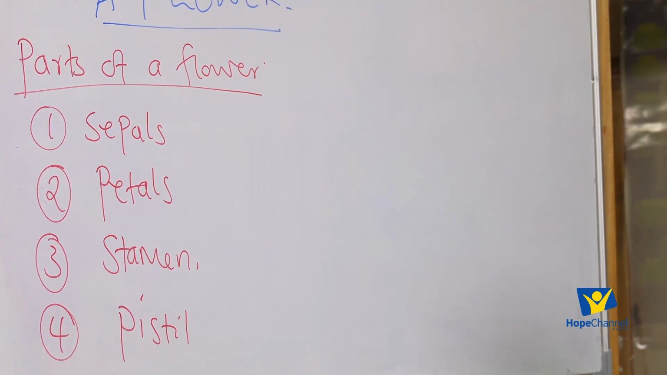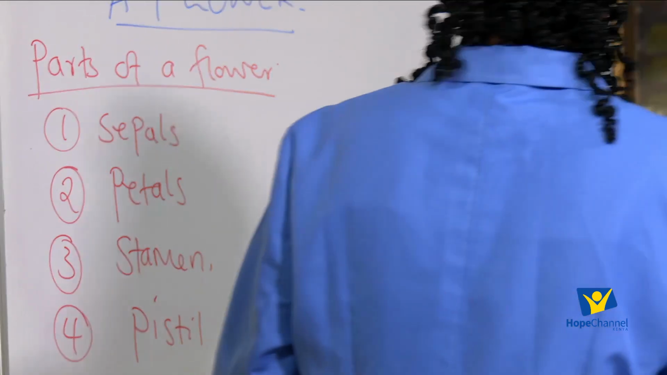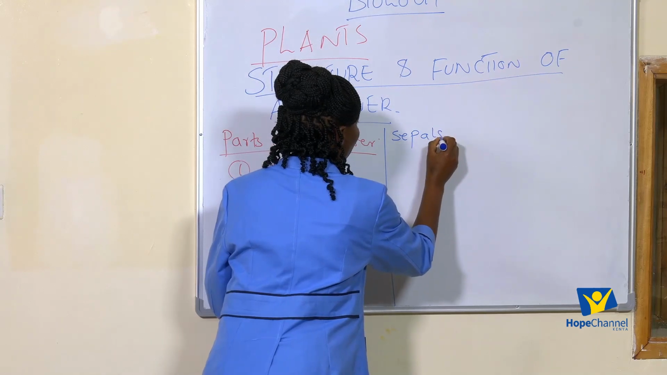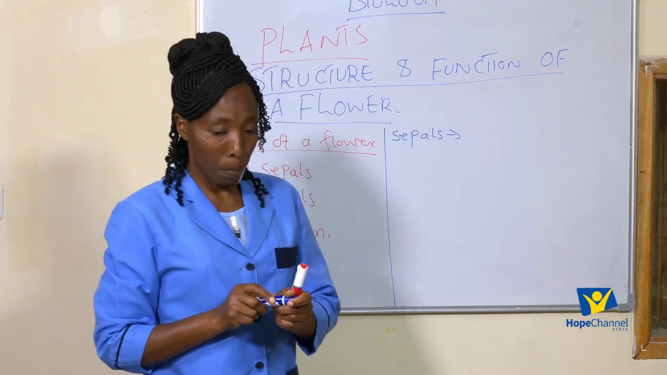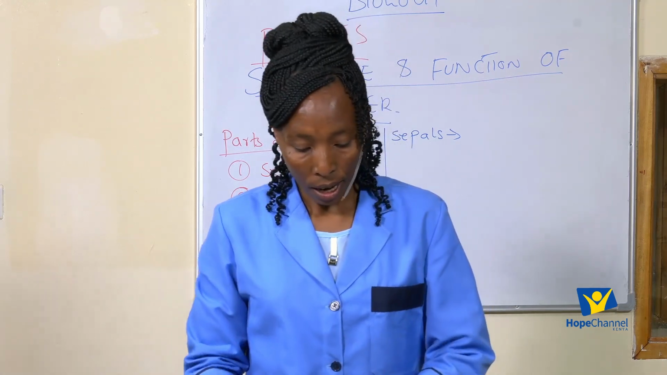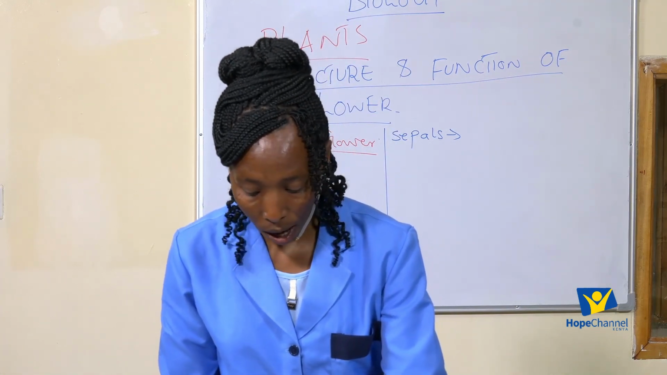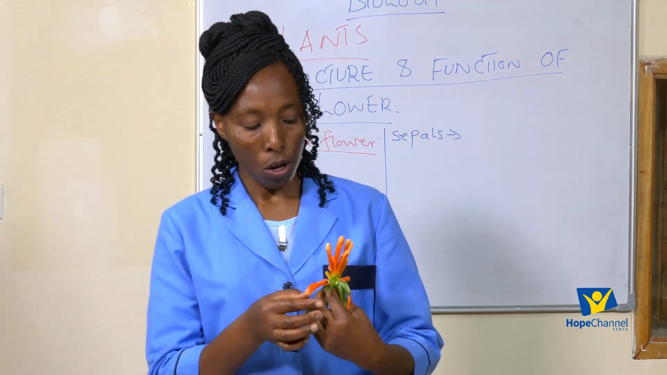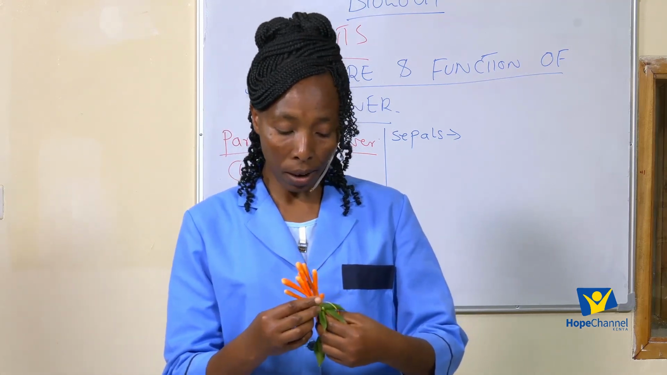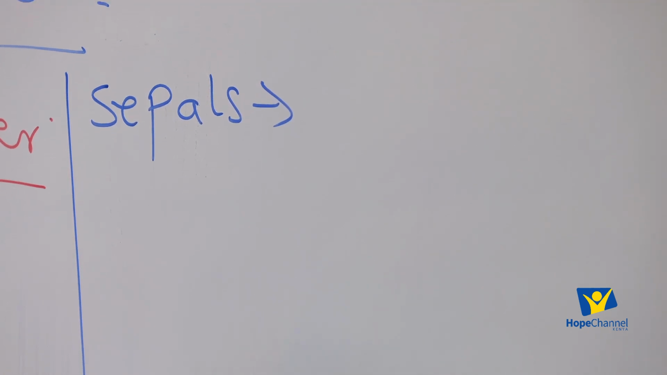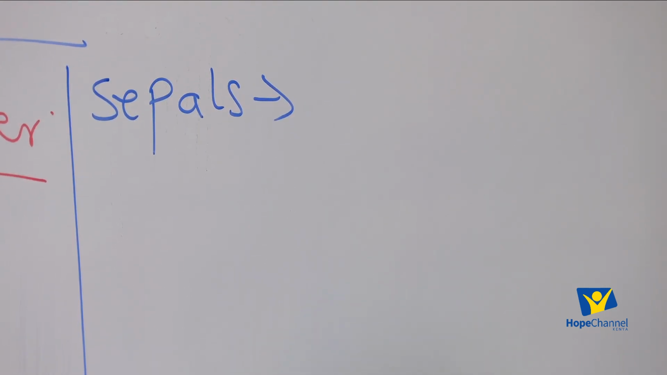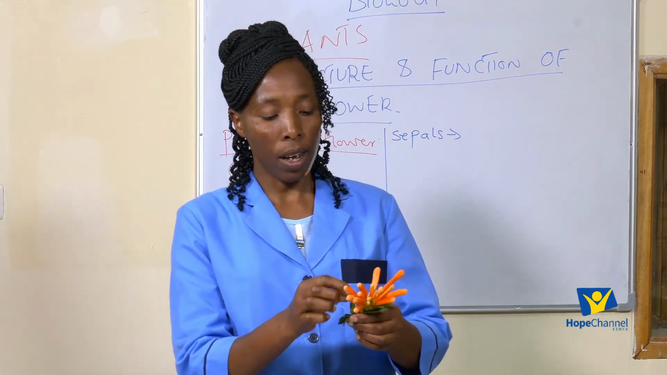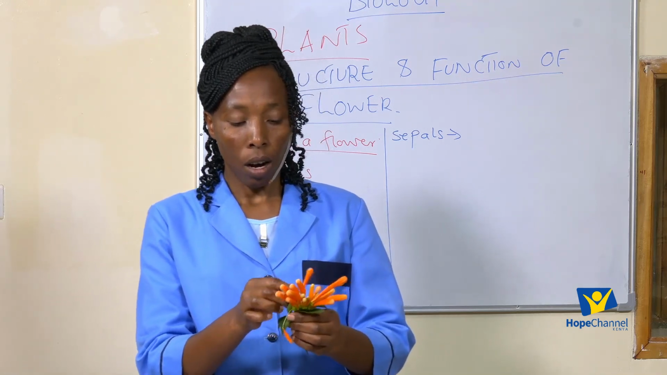Now, I want to start with the first part of the flower that we call the sepals. Plants have sepals, and you realize that in flowers at the young age, at the budding stage, the sepals usually appear to be green. They look like leaves. Remember, leaves are always green. Most of them are green, not always, but we say most of the leaves are green, green because of the presence of chlorophyll.